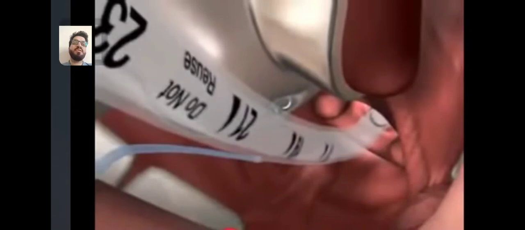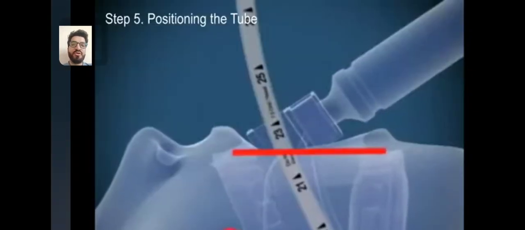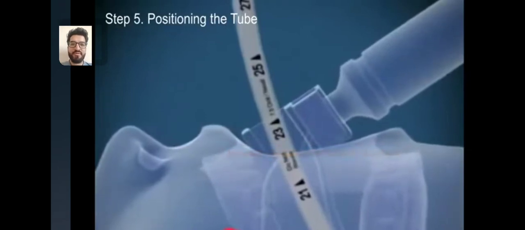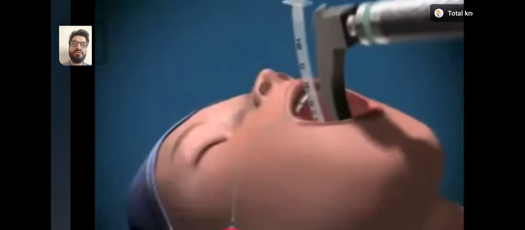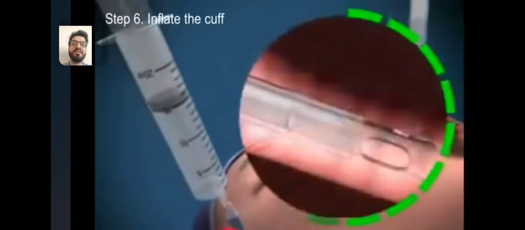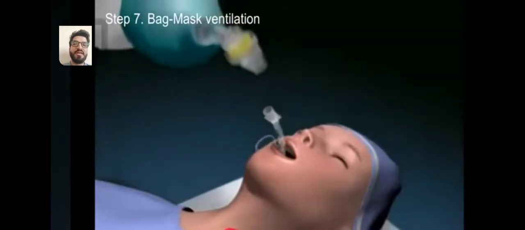Once the tube is inside the trachea, we position the tube properly as the particular patient will require. For example, in the case of adult males we have to go for 22 centimeters. In the case of adult females we have to go for 20 centimeters. After that we take out the laryngoscope and we inflate the cuff.